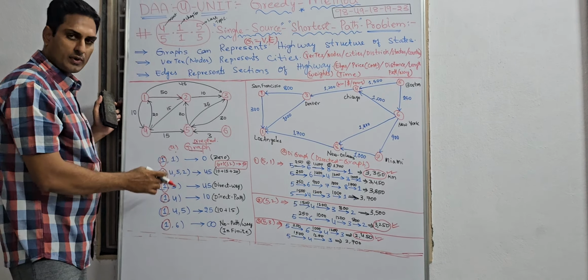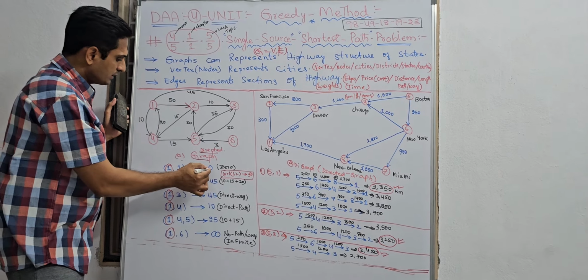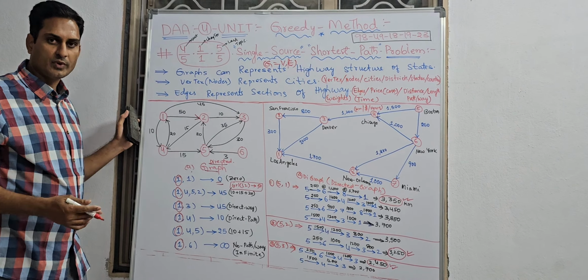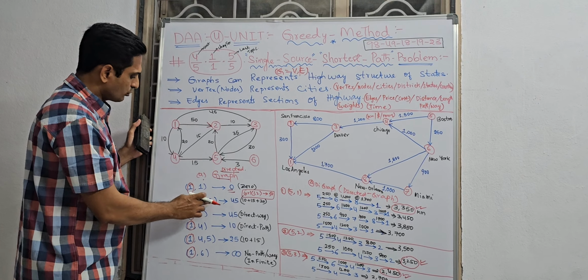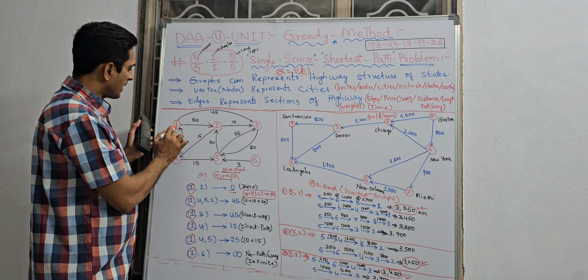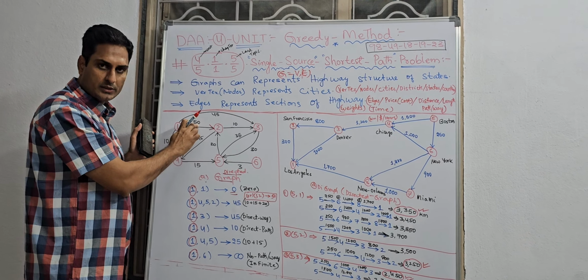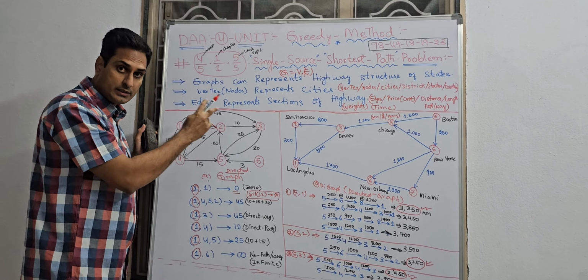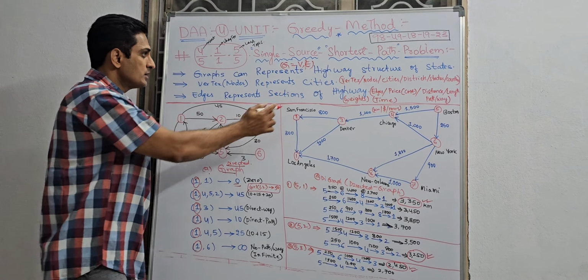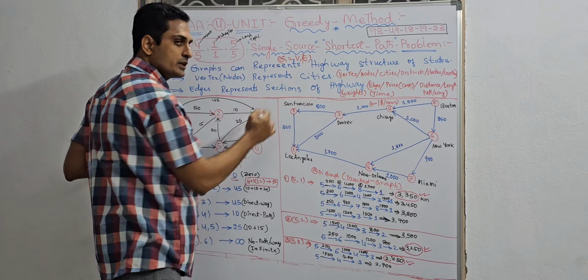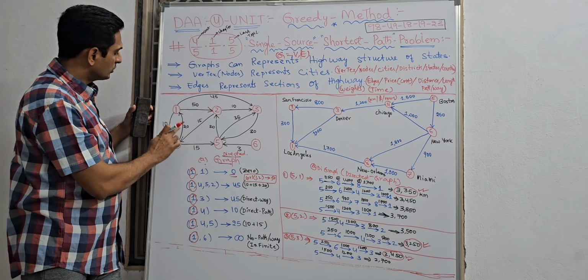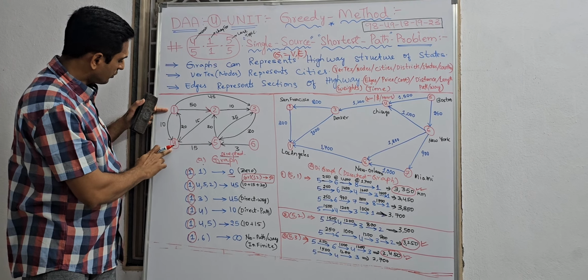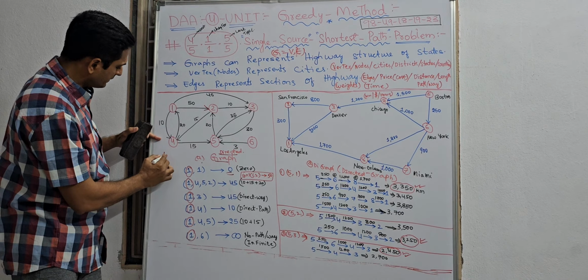So from 1 to 1, from that city to that city, the distance is obviously 0. From 1 to 2 we can travel like this. This is 50 kilometers. We need to find out if there is any other distance which is less than the shortest. For that we can travel from 1 to 4, that is 10.